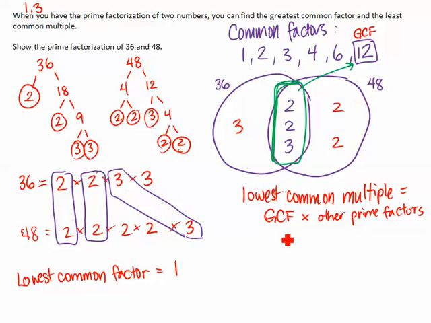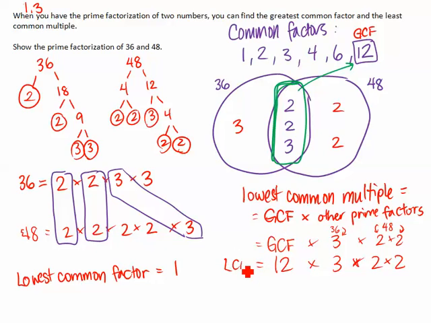So that means my GCF was 12. My other prime factors, well, I had 3 that came from the 36. And then I also have from the 48, a 2 and a 2 that were left over. So my final LCM, or my lowest common multiple, will be 12 times 3 times 2 times 2.